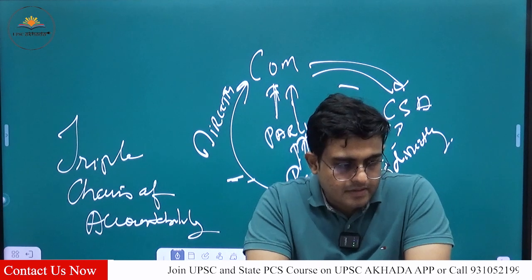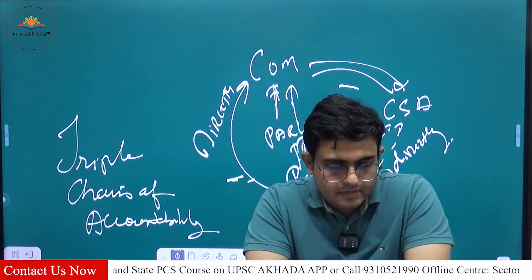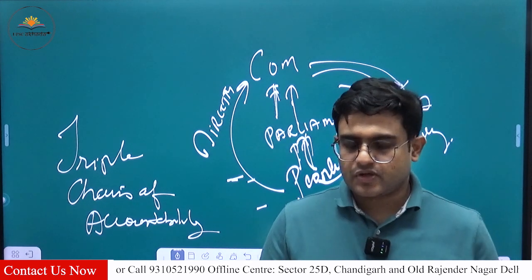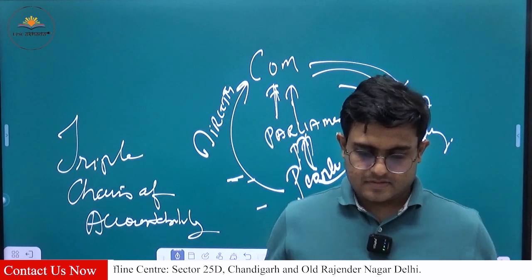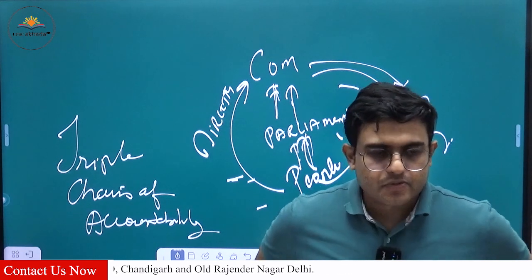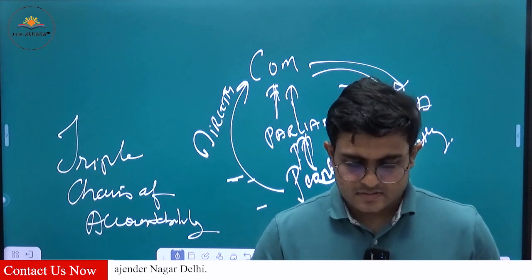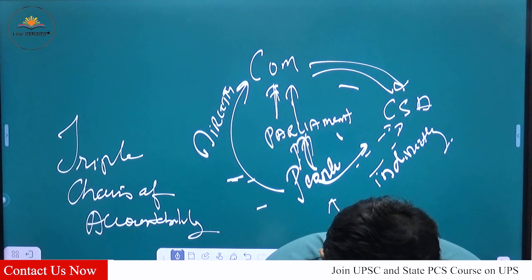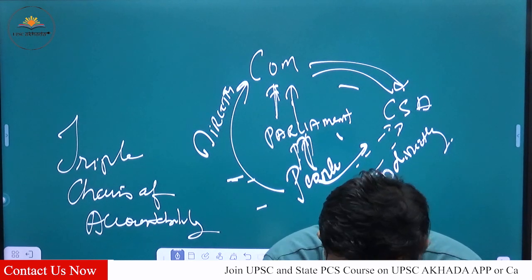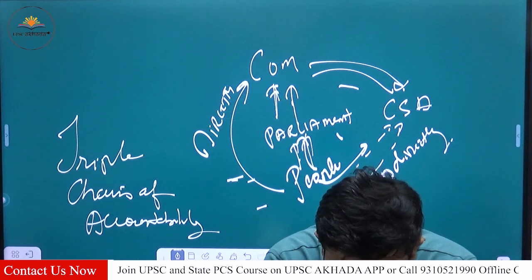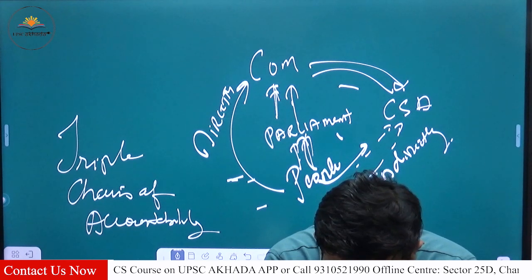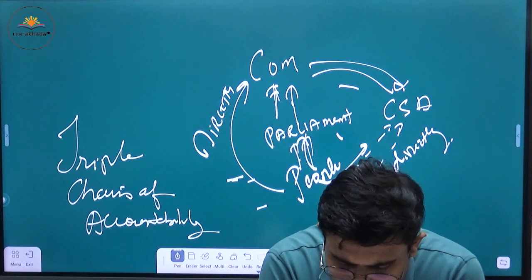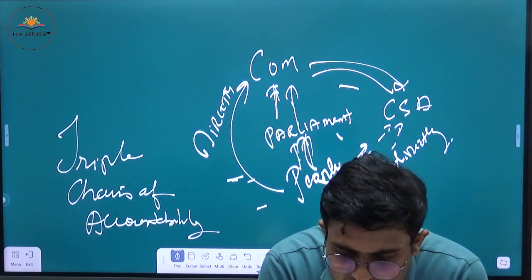Bureaucracy works under the control of the government. Next, bureaucracy is supposed to remain anonymous, that is, not directly respond to the people on various issues.